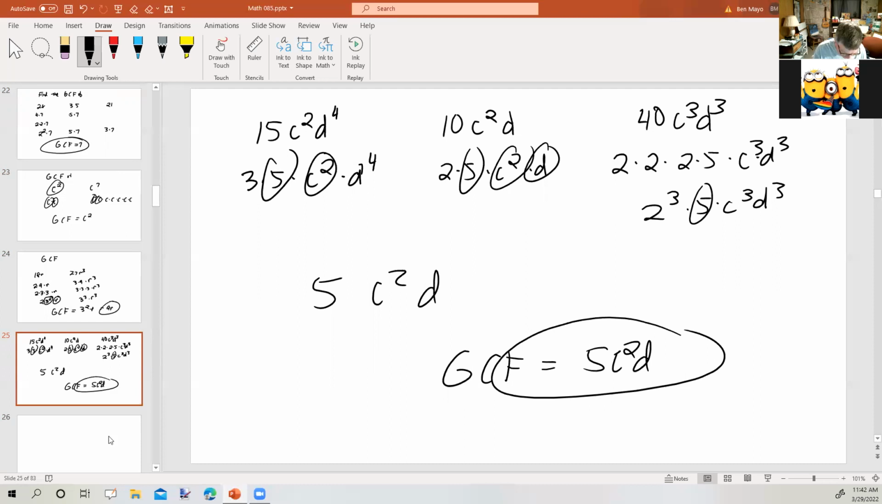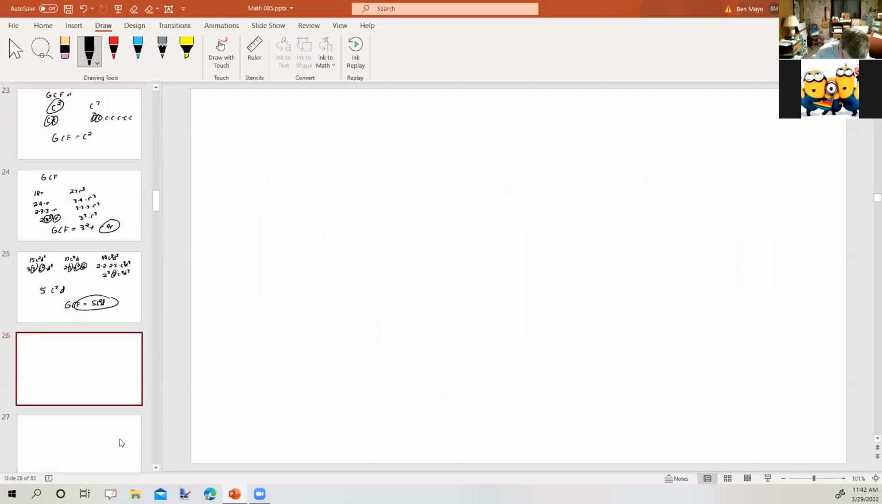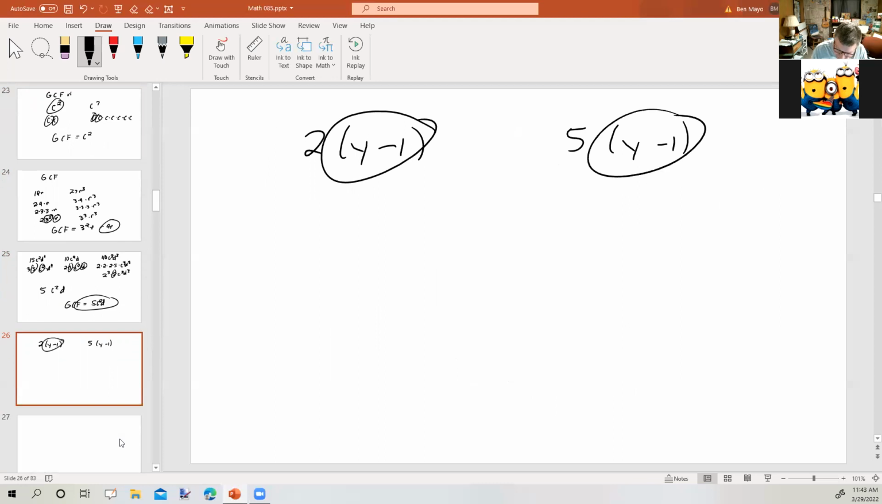All righty. Find the greatest common factor of 2 times the quantity y minus 1 and 5 times the quantity y minus 1. Well, they don't both have a 2 and they don't both have a 5, but they do both have a factor of y minus 1.